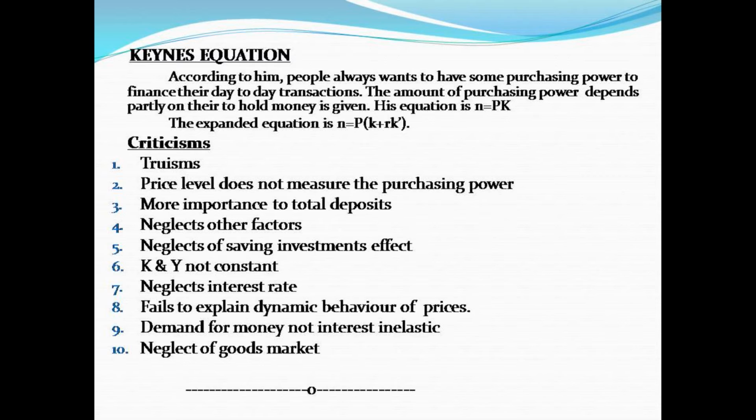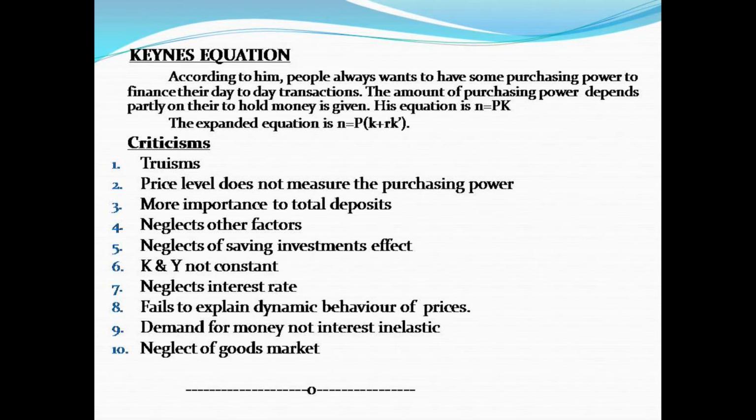Next one, K and Y not constant. This is unrealistic because it is not essential that the cash balances and the income of the people should remain constant even during a short period. Next one, fails to explain dynamic behavior of prices. It fails to point out the extent of change in the price level as a result of a given change in the quantity of money in the short period. Thus, it fails to explain the dynamic behavior of prices.